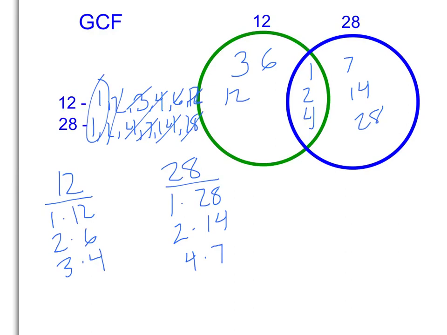Now, when we look in the center, we can see that there are 3 numbers that they have in common. Greatest common factor is saying which one of these is the biggest number that they have in common as factors. So you're listing the factors, you're figuring out which ones they have that are the same, and you're deciding the biggest one is your answer. Greatest common factor is 4 for this question.